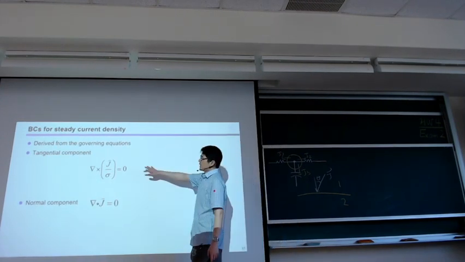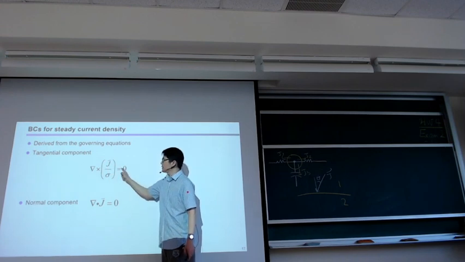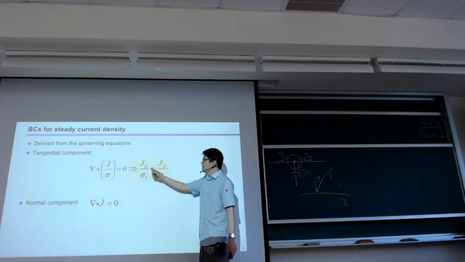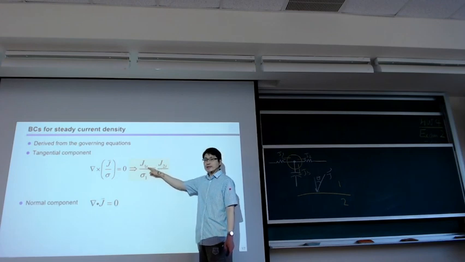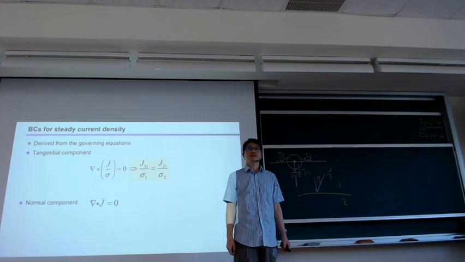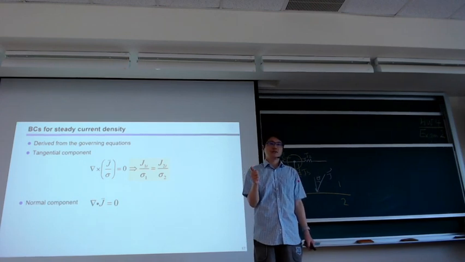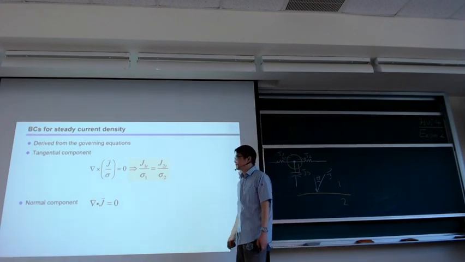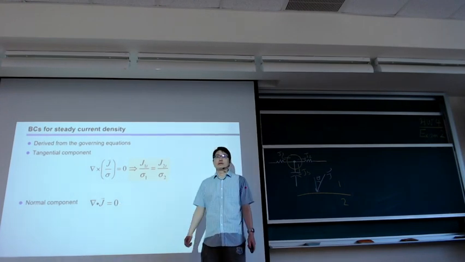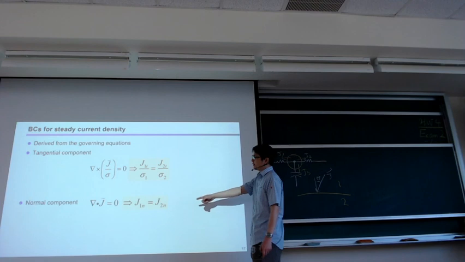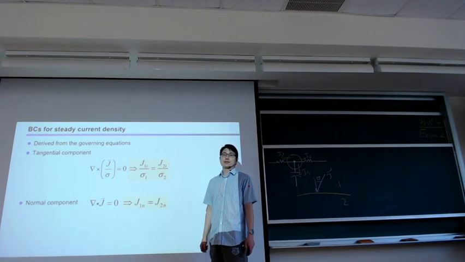Okay? So the tangential component, due to curl of J divided by sigma equals 0, has to be the same. Therefore, the tangential part in the first medium of the current density divided by the first medium's conductivity has to be equal to J2T divided by sigma 2. The curl relation always tells you how the tangential parts are related, okay? Because you have to form a closed loop. The normal component is always taken care of by the divergence formulation. So J1n is equal to J2n. Okay?